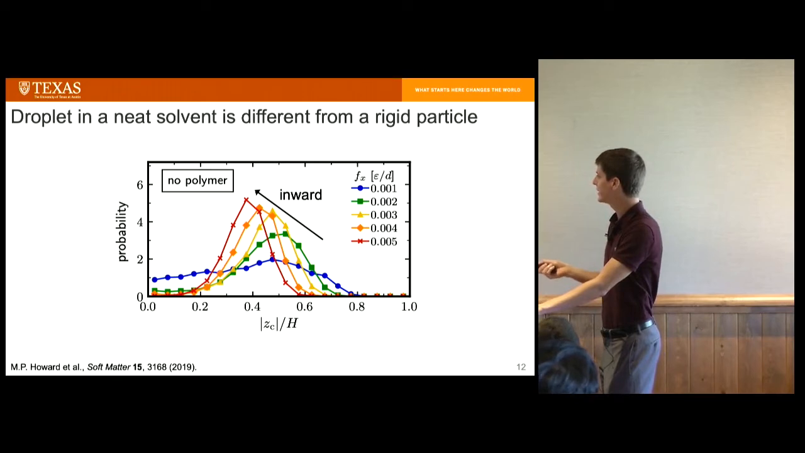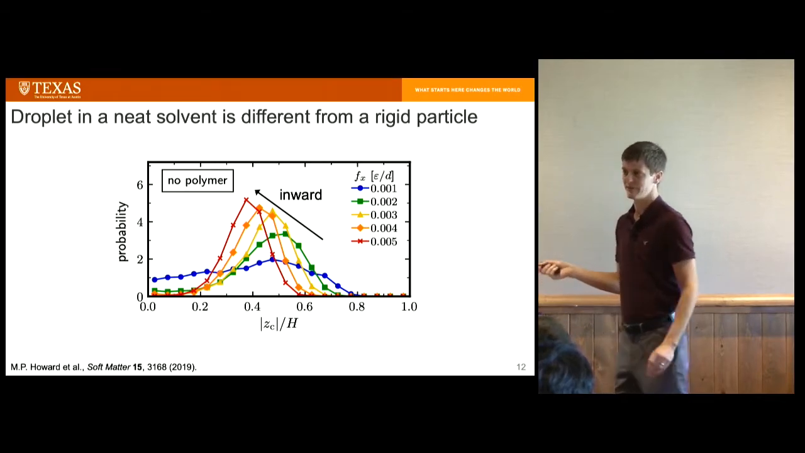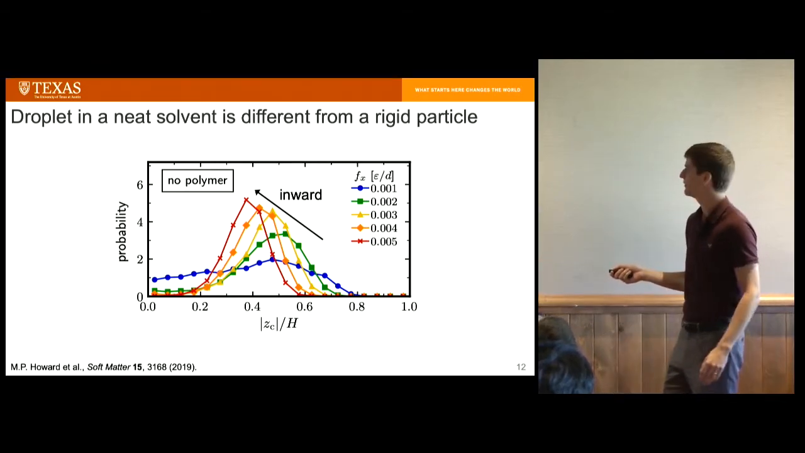But here 0 is the middle of the channel where we would like to collect the particles, and 1 is the wall. So we see that the droplet is still on average spending a lot of its time far from the center, so that's not really great for us for collecting these droplets.